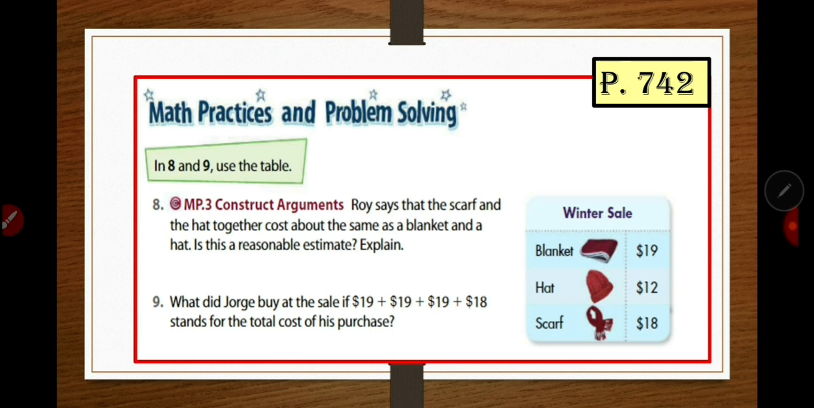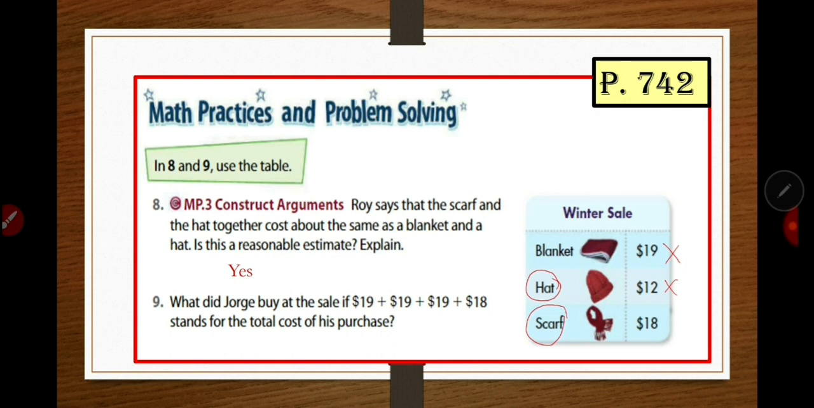Roy says that the scarf and the hat together cost about the same as a blanket and a hat. Is this a reasonable estimate? Explain. Okay, so we have here, Roy says that the scarf and the hat together cost about the same as the blanket and a hat together. Is this a reasonable estimate? Yes or no? The answer is yes. Okay, good. Next, number 9.